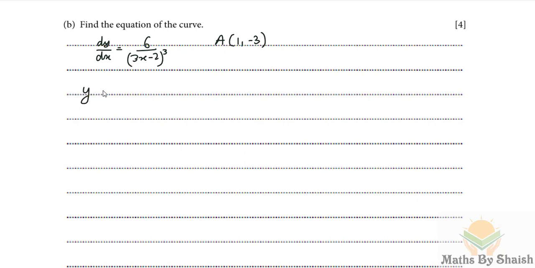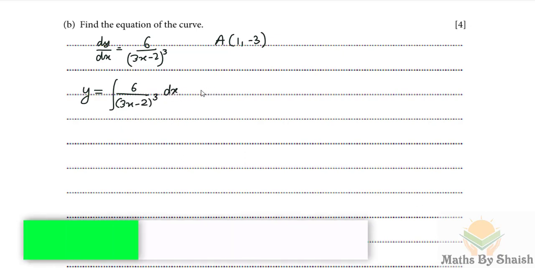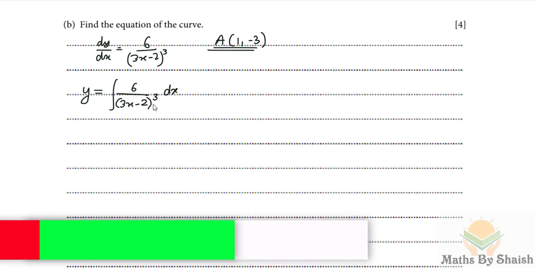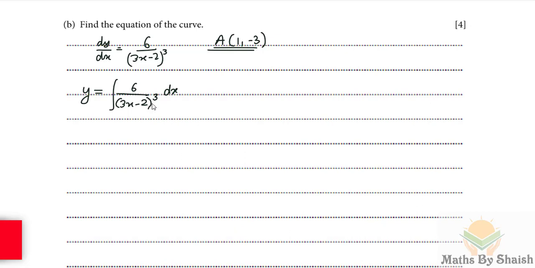we can directly write it as y equals the integration of the derivative, that is 6 over (3x minus 2) whole cube dx. Now why is this point given? So that we can calculate the constant of integration, because whenever we do the integration we get a constant of integration, at least not in the definite integral, but here.